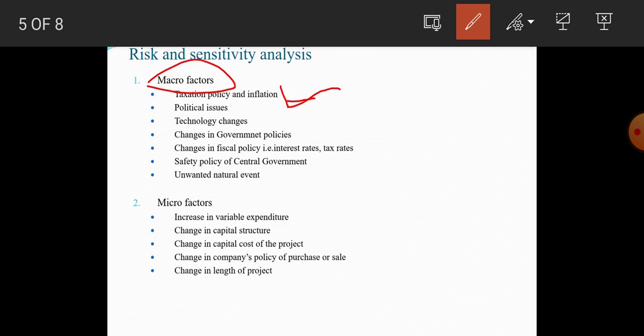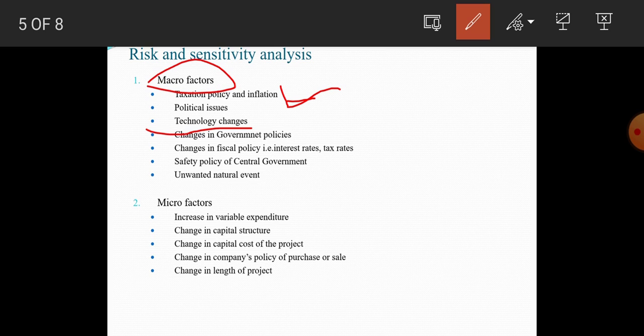Then technology changes. So if our technology has been outdated due to some reason, is going to be obsolete, and some new technology with cheap or low cost material is being used, then that can also create some problem. So that is also a macro factor.